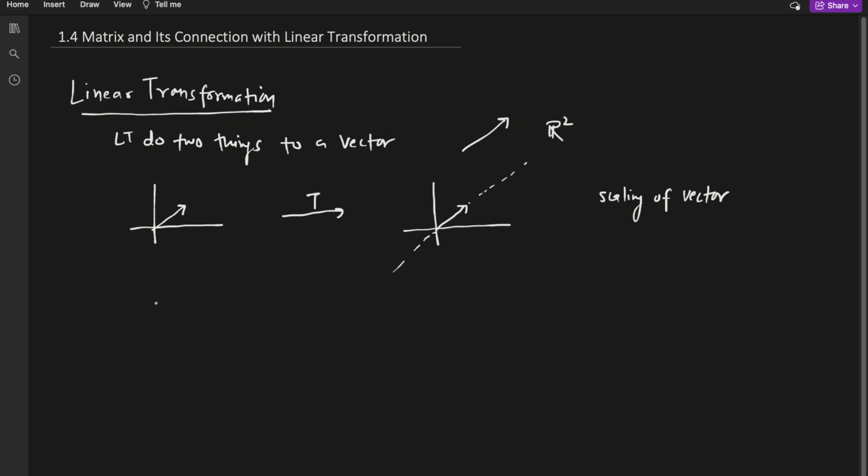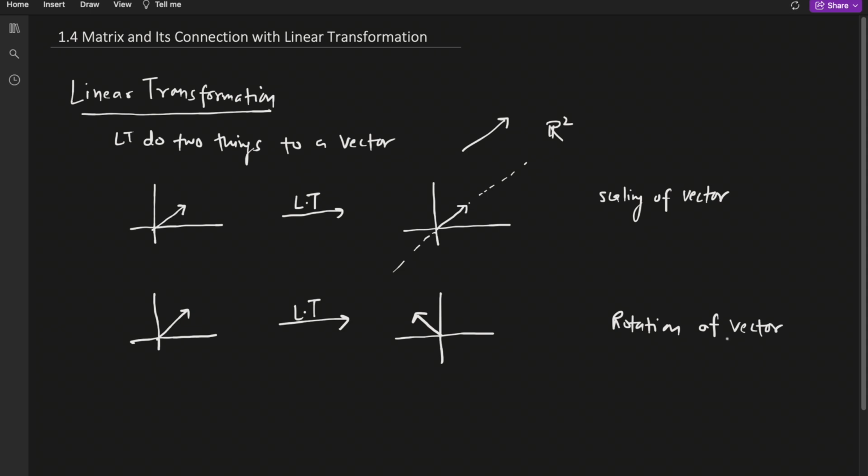The second thing it can do to a vector, depending on the linear transformation, is simply rotate the vector. You apply this linear transformation, and maybe it doesn't scale the vector, but it rotates it. Maybe it just rotates it by 90 degrees, or any angle. So the first thing is scaling of a vector, and the second thing is rotation of a vector.